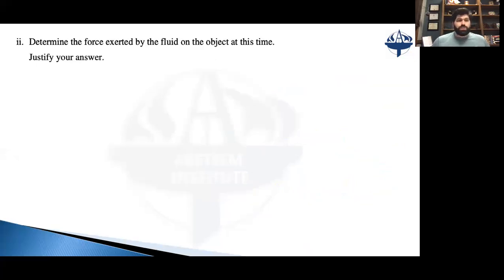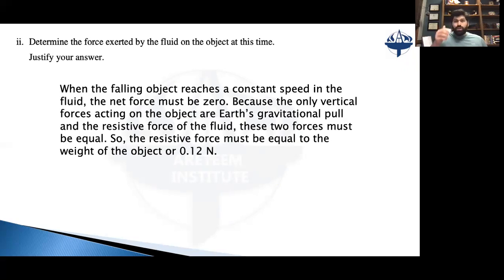And then finally here, we want to determine the force exerted by the fluid on the object at this time. This is a question that can kind of trip you up a little bit. We have to remember Newton's law: the net force exerted on an object is the mass times the acceleration. But wait a minute, at this time, the velocity is constant. So what does that mean about the acceleration? If the velocity is constant, then the acceleration is 0. So we can say that when the falling object reaches a constant speed in the fluid, the net force has to be 0 because there's no acceleration.